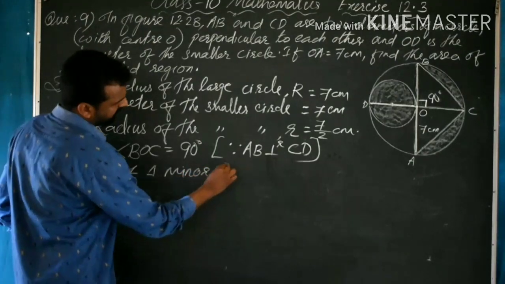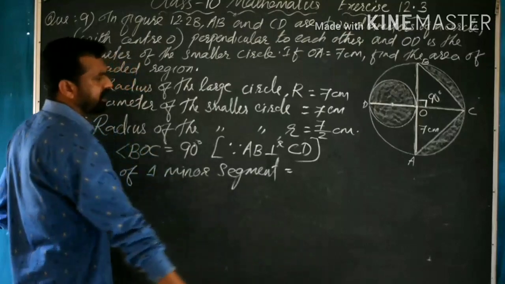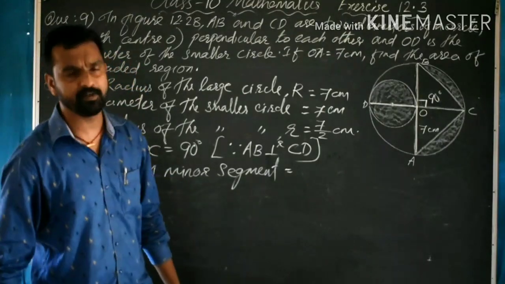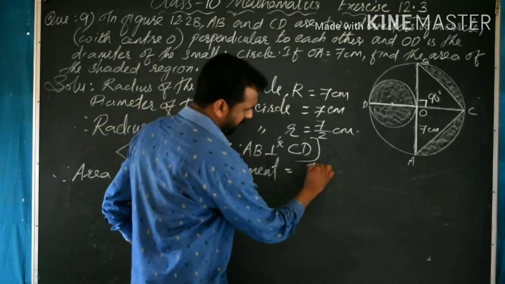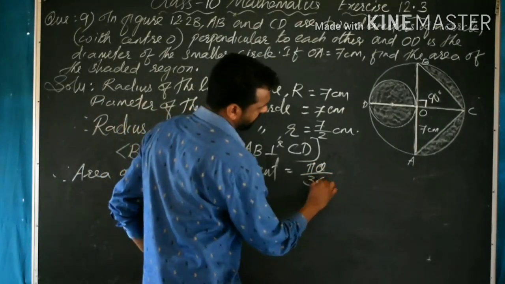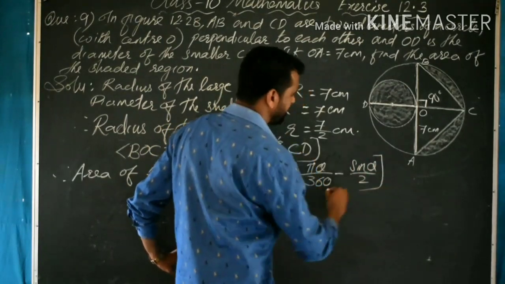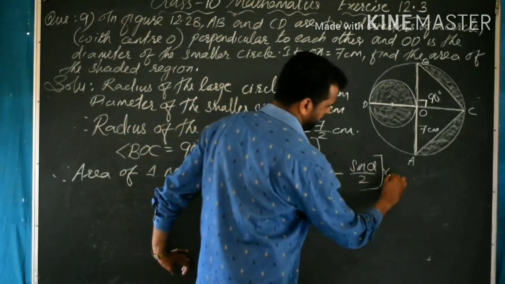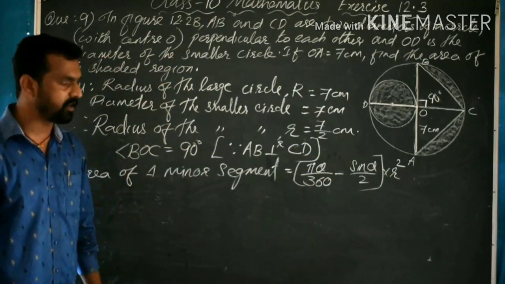Area of one minor segment is equal to, the formula we have studied in the class, that is pi theta divided by 360 minus sin theta divided by 2 into r square.